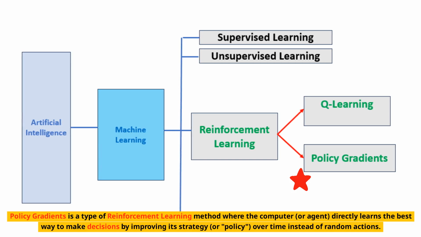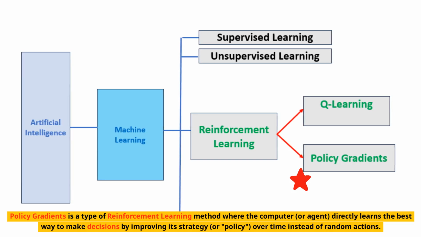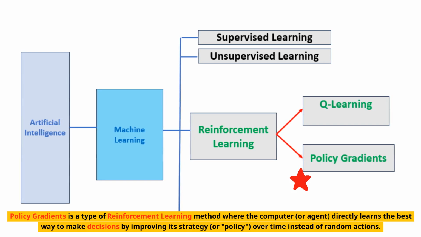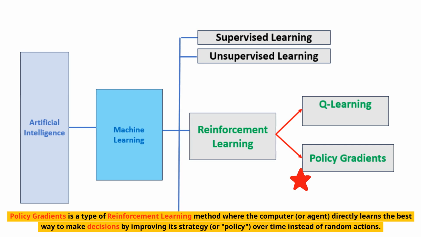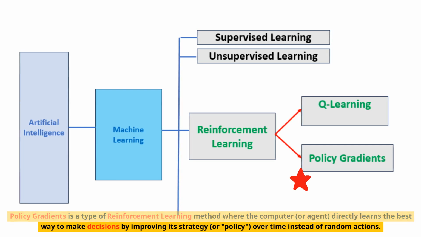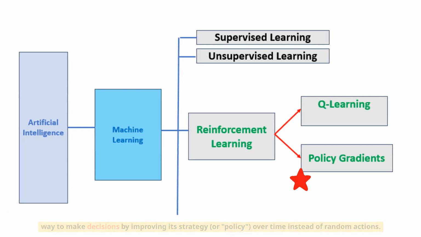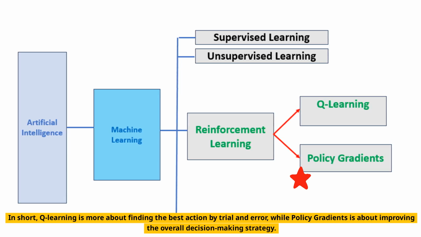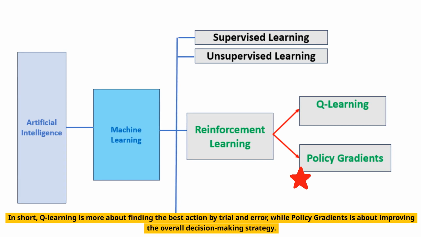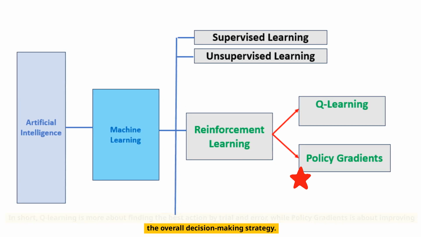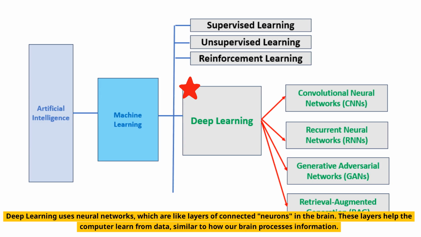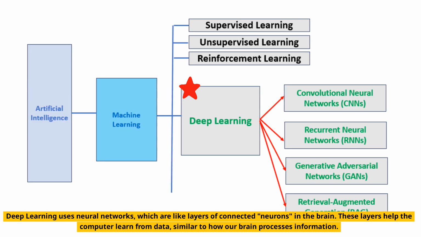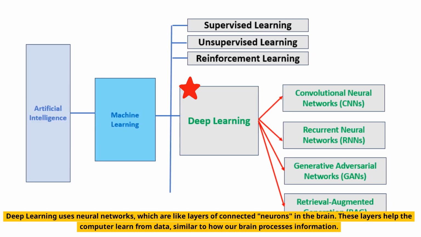Policy gradients is a type of reinforcement learning method, where the computer, or agent, directly learns the best way to make decisions by improving its strategy, or policy, over time, instead of random actions. In short, Q-learning is more about finding the best action by trial and error, while policy gradients is about improving the overall decision-making strategy.